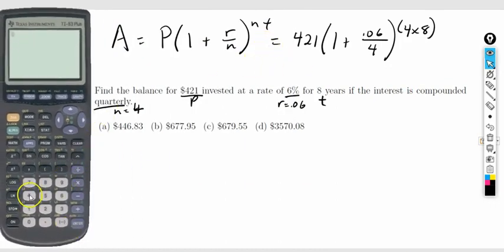So 421 parentheses 1 plus 0.06 divided by 4, close parentheses, up arrow, parentheses, 4 times 8. Okay, now that's 32. Or you can do 4 times 8. It doesn't matter.